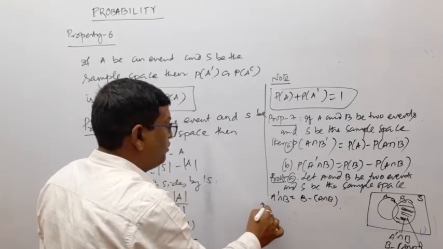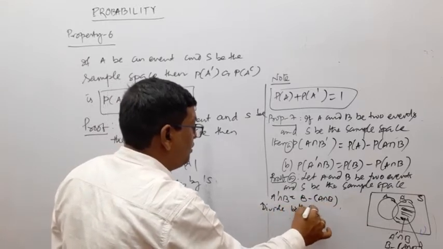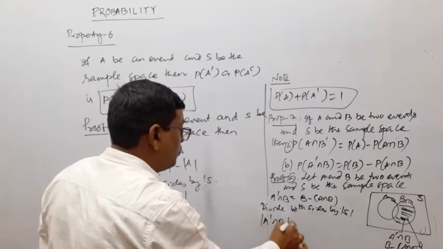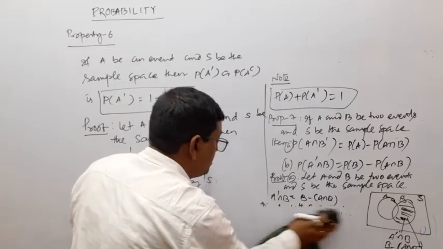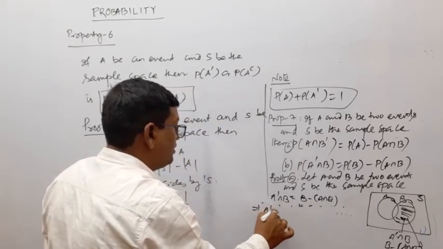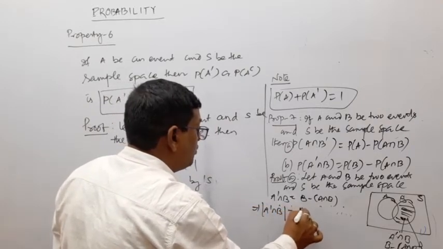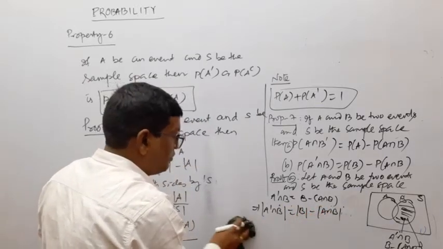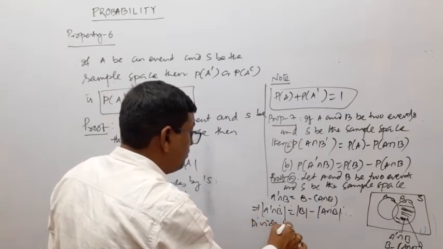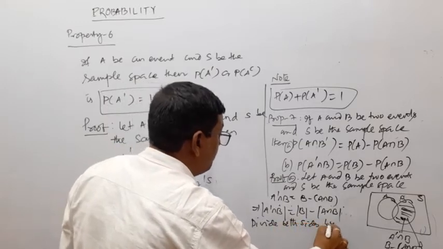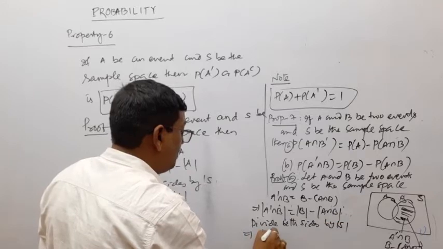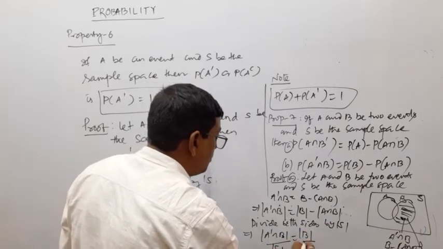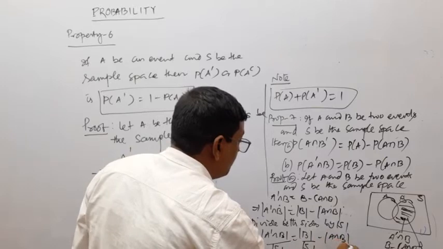Now divide both sides by cardinality of S. So cardinality of A dash intersection B is equal to cardinality of B minus cardinality of A intersection B. Divide both sides by cardinality of S. So cardinality of A dash intersection B divided by cardinality of S is equal to cardinality of B by cardinality of S minus cardinality of A intersection B by cardinality of S.